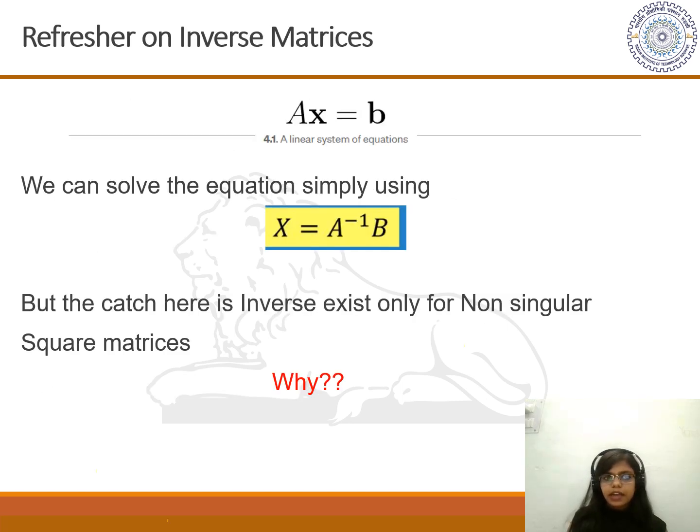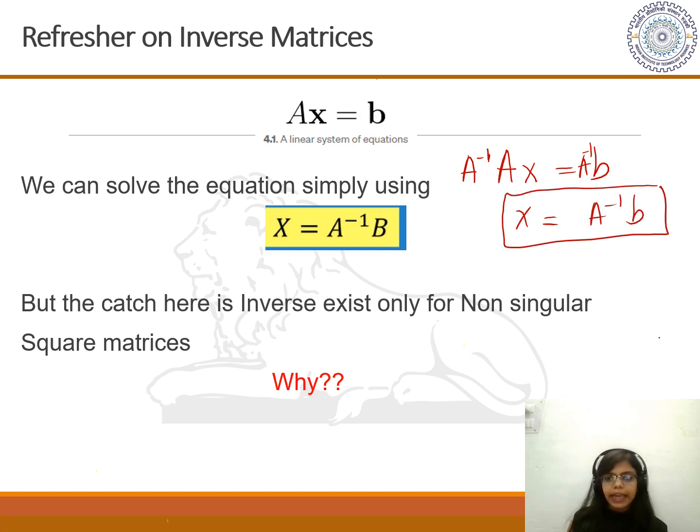So let's get started with a refresher on inverse of matrices. Here we have a system of linear equations to solve. Basically, we all know that we can solve this equation using A inverse, right? We have this equation AX equals B, and if we pre-multiply both sides with A inverse, then we simply get X as A inverse B. And that's how we can get our solution.